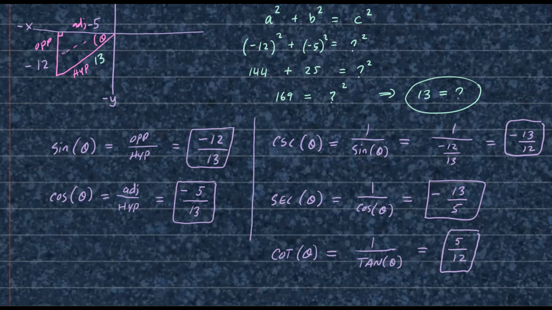So if you have something like this, you draw a right triangle, and determine the missing length. And from there, by definition, you can write down the remaining trig ratios.